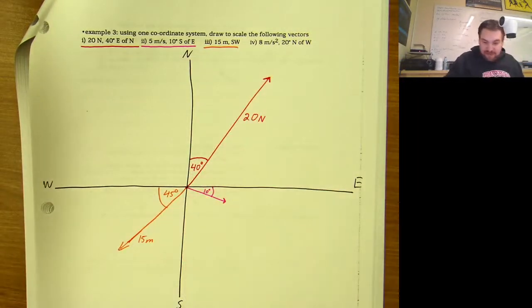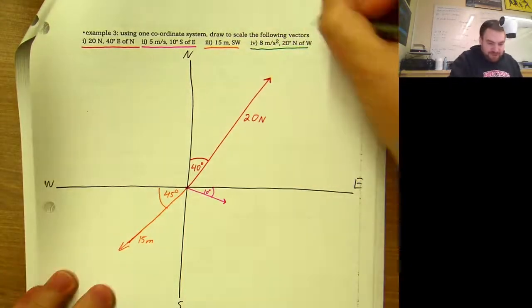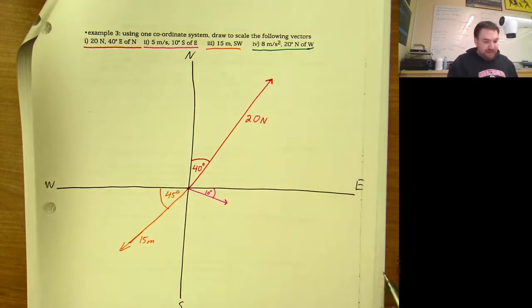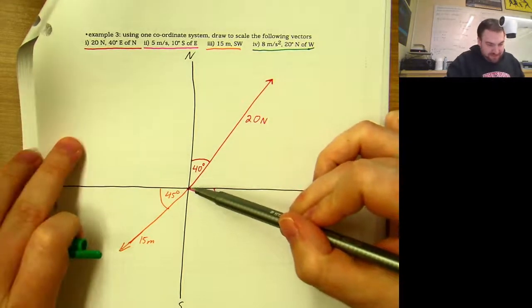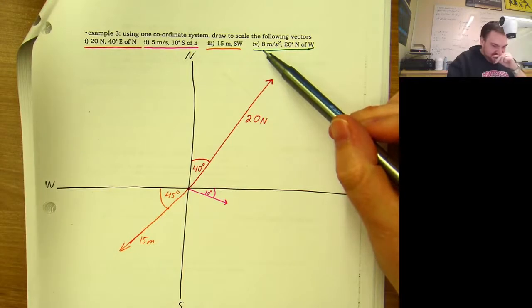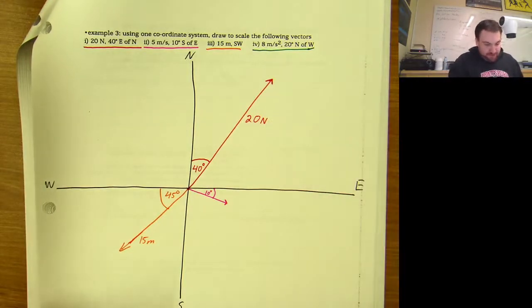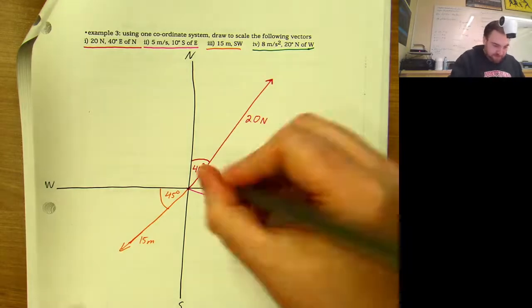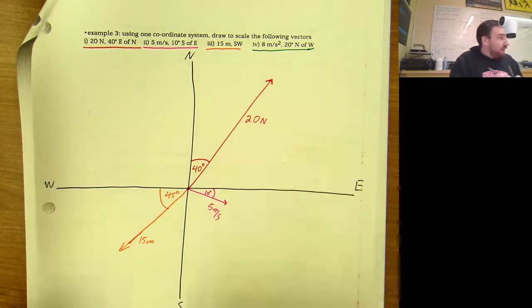And then the last one here, I'm going to do in green. 8 meters per second squared, 20 degrees north of west. So we start at north. We go up 20 degrees, and it's 8. So 8 is going to be, well, halfway. Oh, I didn't put the length on that one. This one's 5 meters per second.